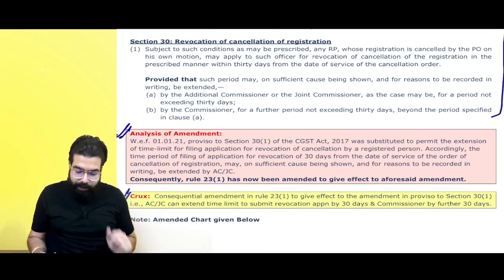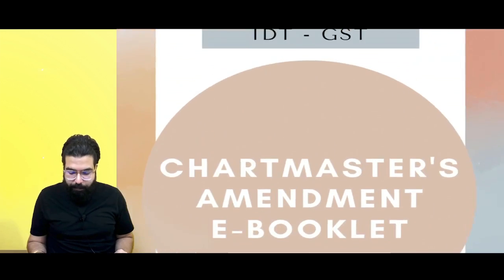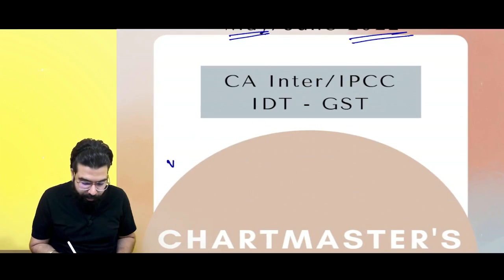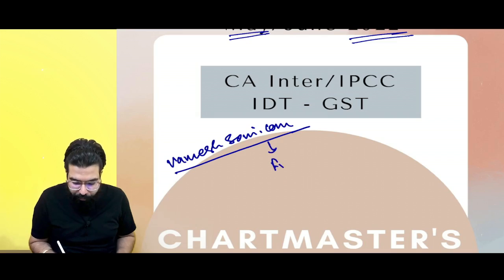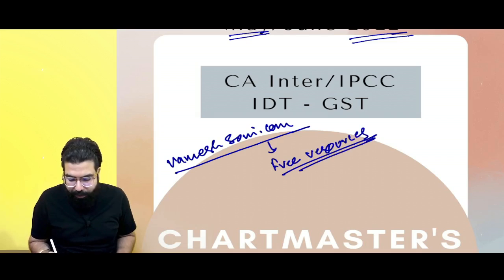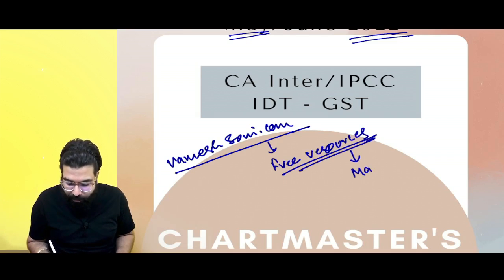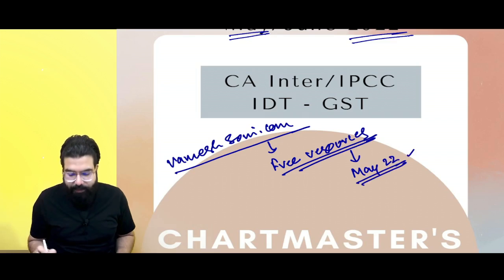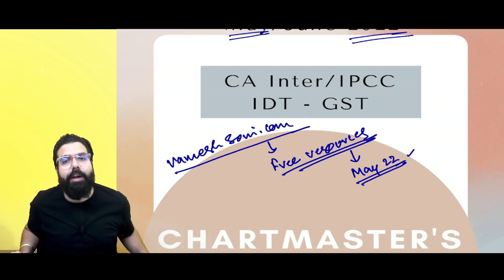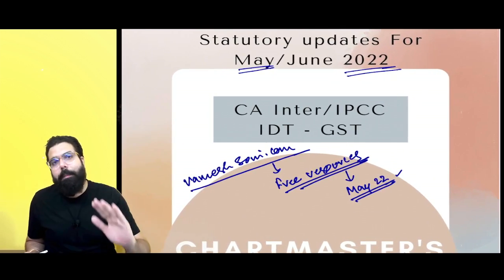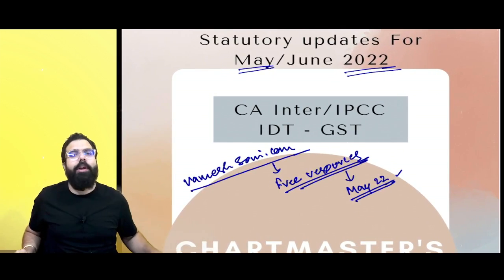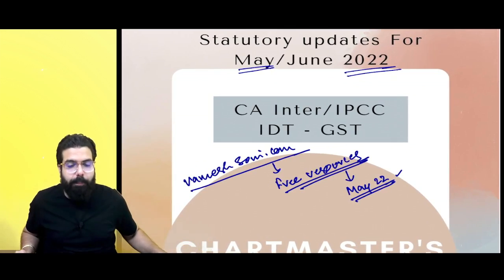Done, sir. Sir, we want to download this statutory update material, this amendment material. What you can do is you can go to rameshsoni.com. There you can go to free resources. Free resources, one tab is there. When you go to free resources, you have to go to the May 22 folder. You will be able to find a CA Intermediate May 22 folder. In that, the statutory update material, this material along with all the amendments, have been uploaded. You can download it from there. Done, sir. Point is clear.